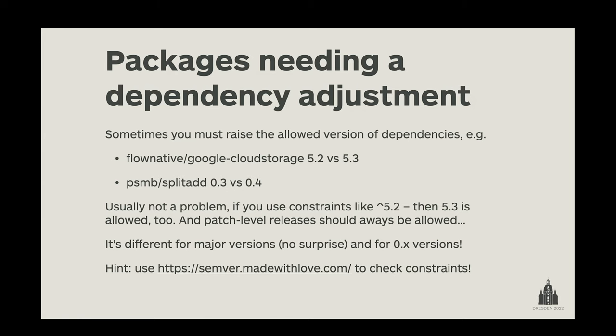Like if you go to the newest version 8, you might need, I don't know, a new version of the Flow Native Google Cloud Storage package. And if you happen to only allow 5.2 and not 5.3, then this will not be installable. Or like, I don't know, it's a random example more or less, but PSMB split add makes a tiny button in the back end. Let's take that as an example of how to find out if you need that.